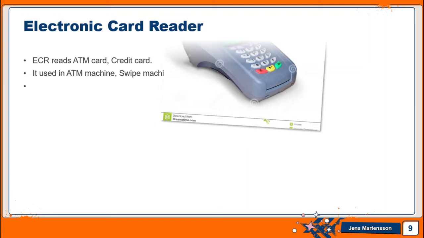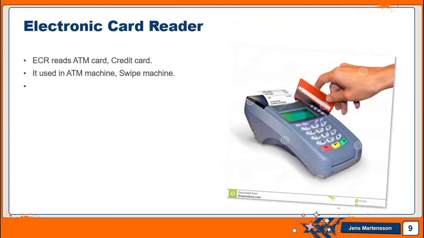Electronic card reader, in short ECR. ECR reads ATM cards and credit cards. ATM cards means debit cards. If you see, the card has a chip inside it, so that is read by the ECR. It is used in ATM machines and swipe machines. You can see this is the electronic card reader. You might have seen these kept by the shopkeeper at the shop, so you can carry your card and pay directly through the card to the merchant or the shopkeepers.